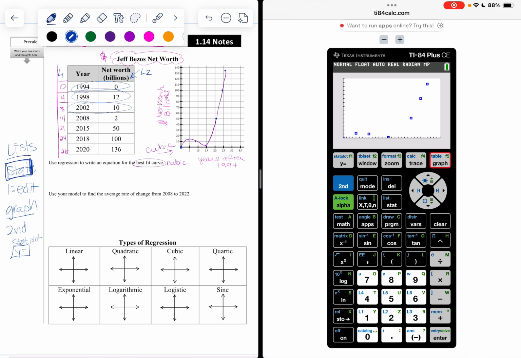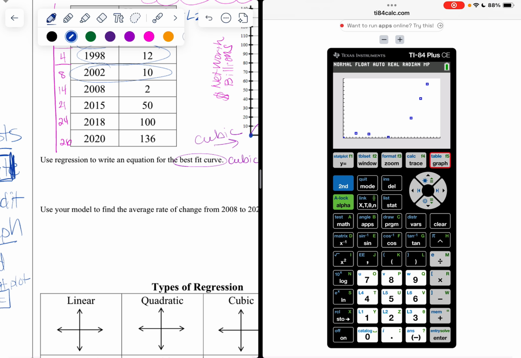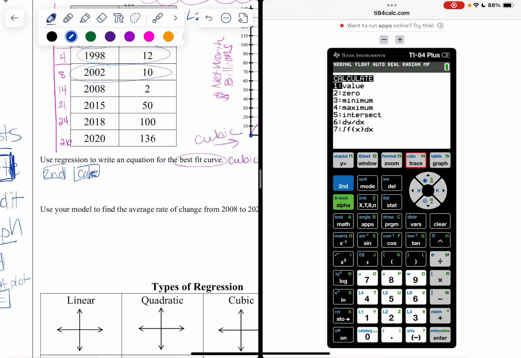Okay, so now we're actually going to get to the part where we tell our calculator what to do. Now that we've got our graph here, we're going to click second, the calc key. So you're going to get second calc. And we're going to calculate.